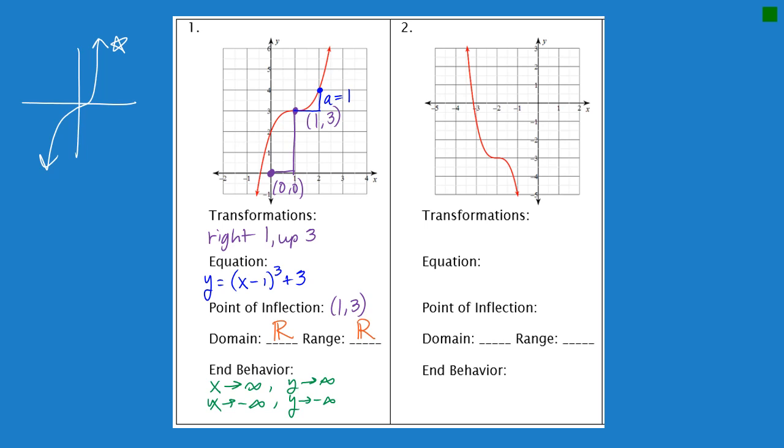For example 2, I want to identify my point of inflection, which is right here. So that's at the point -2, -3. The transformations then are telling me that it's going left 2 and down 3. And now I want to take a look. If you notice that this graph goes up to the left and the parent function goes up to the right, what that means is that this graph has been reflected.